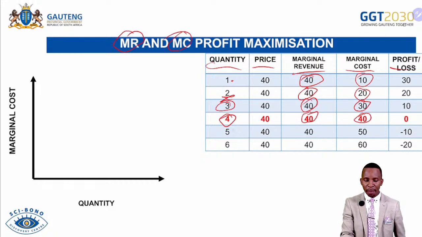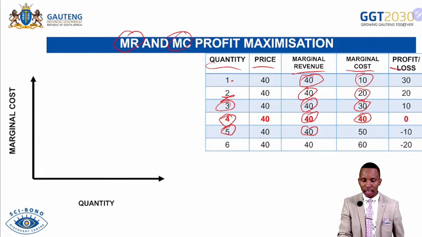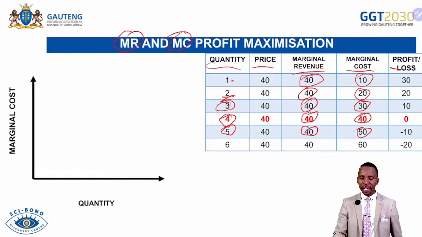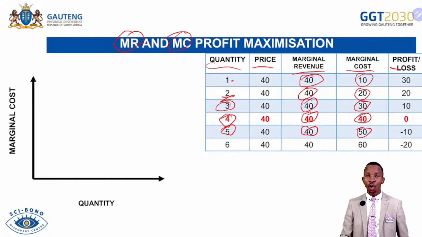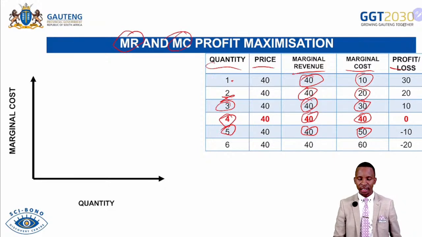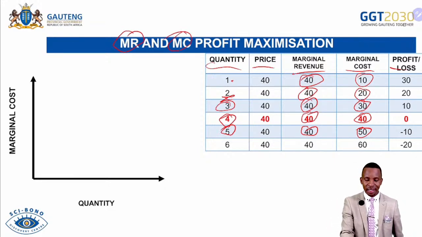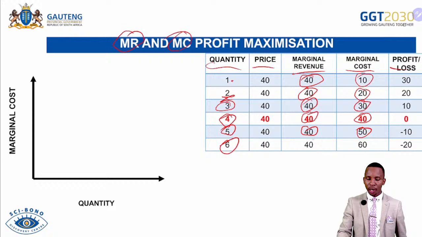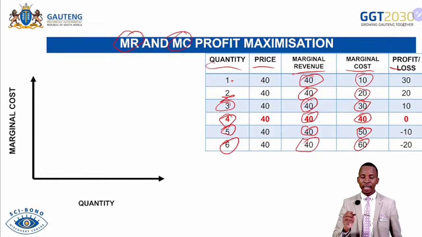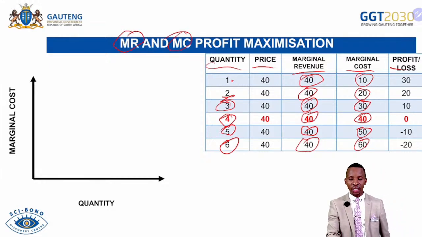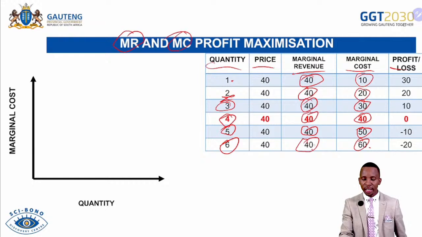And then at quantity number five, the firm starts to make an economic loss because our revenues equal 40 and our costs equal 50. Then marginal cost exceeds marginal revenue. Therefore, the firm is not making a profit, but it's making an economic loss because we can see it's negative 10 there. And then at quantity number six, revenues equal 40 and marginal costs equal 60. Therefore, the economic loss continues because costs are still more than revenues.